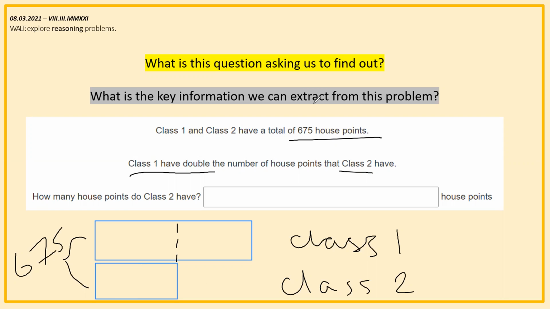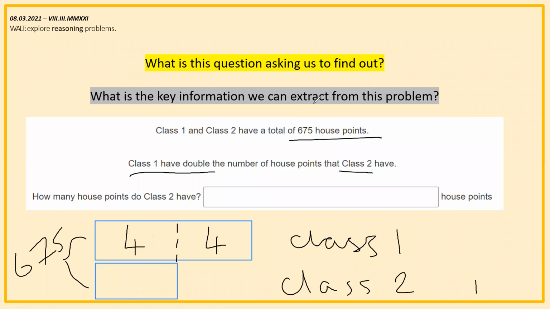So if, for example, class 2 have got 4 points, what does that mean class 1 have? Well, class 1 have got double, so that's times 2. So class 1 would have 8, because it would be 4 in here and 4 in here. Class 2 would have 4 points. Class 1 would have 8 points.